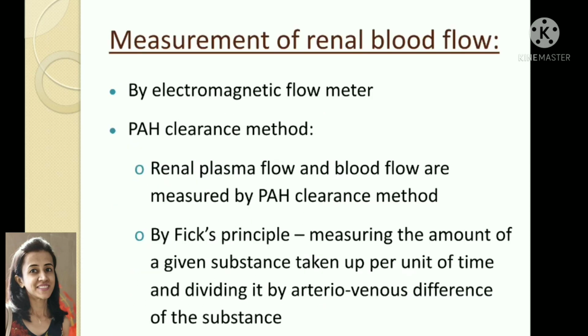Measurement of renal blood flow. It is measured by electromagnetic flow meter, or indirectly by the para-aminohippuric acid clearance test. Renal plasma flow and blood flow are measured by this method. It is by Fick's principle. We can measure the amount of a given substance taken by the kidney per unit period of time and divide it by the arteriovenous difference of the substance. That is Fick's principle.